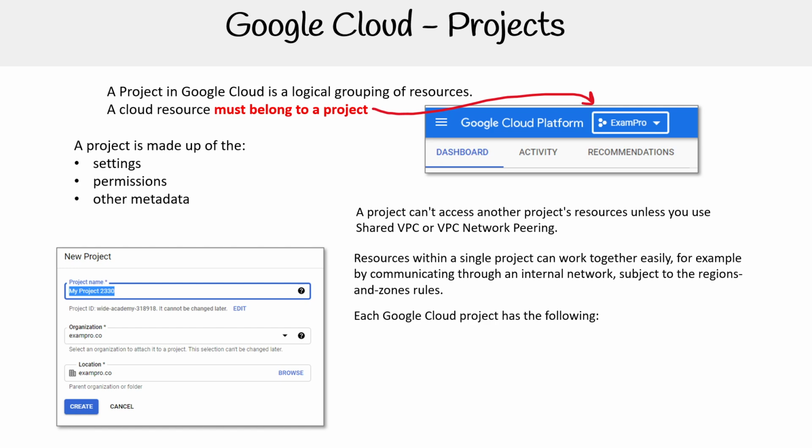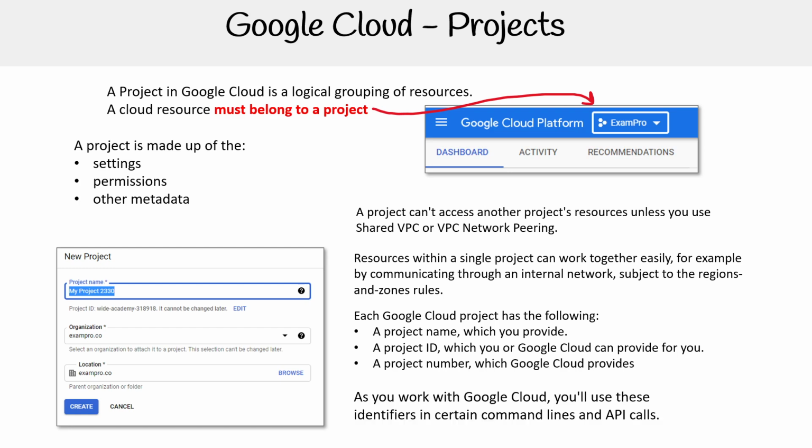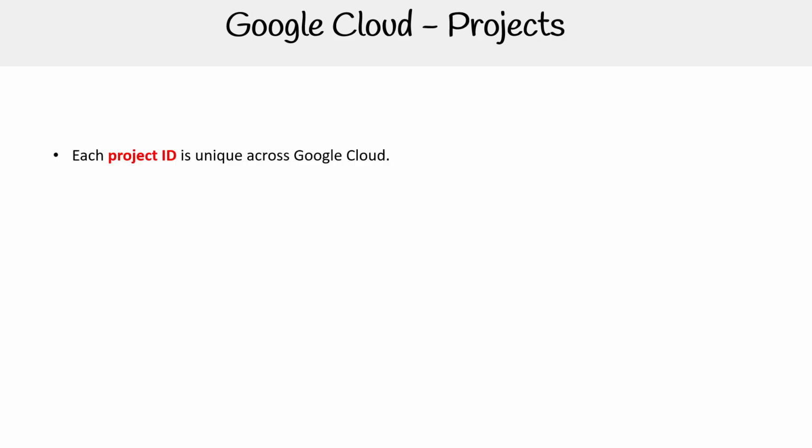regions and zones rules. Each Google Cloud project has the following: a project name, which you provide; a project ID, which you or Google Cloud can provide for you; and a project number, which Google Cloud provides. As you work with Google Cloud, you'll use these identifiers in certain command lines and API calls. Once you give it a project ID, you cannot change it. So be very careful that you get your project ID right, because a good project ID is going to make things a lot easier for you.